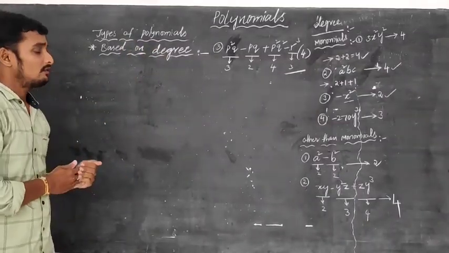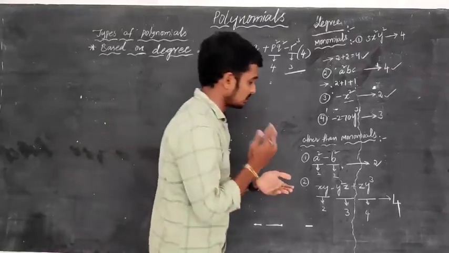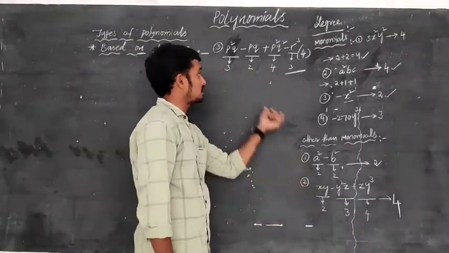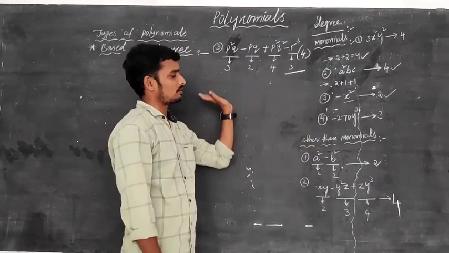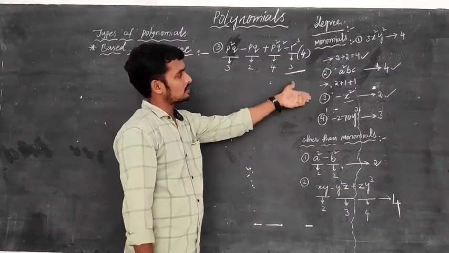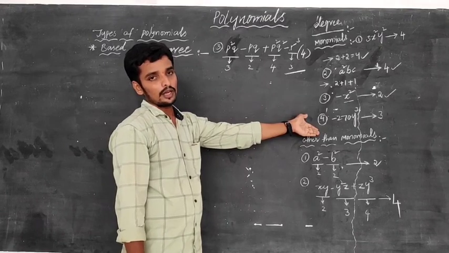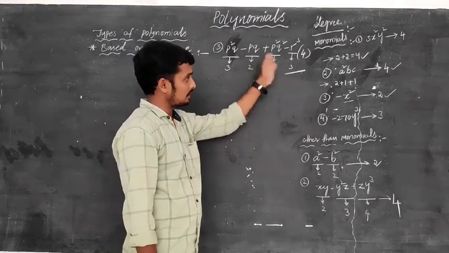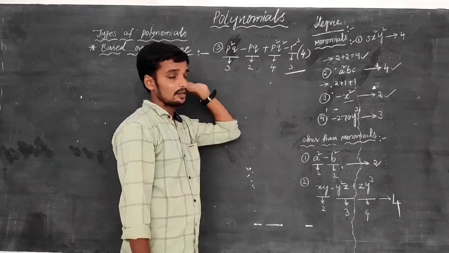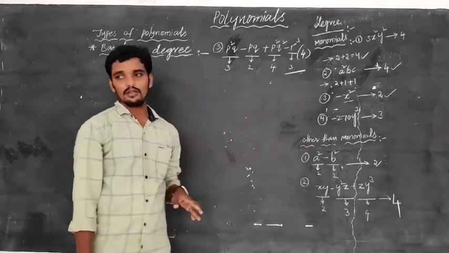Are you okay, my dear students? When you are writing the notes, I told you 2 and 3 examples for other than monomials. You have to write two more. Here I wrote 4 examples for monomials. Write one more here. Are you okay? Make a note of this one.